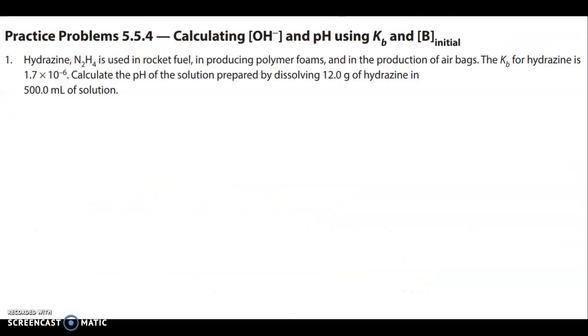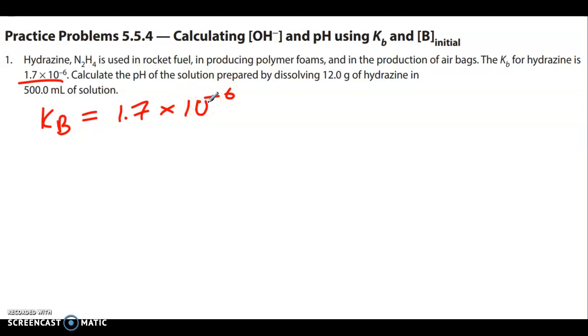Let's take a look at some practice problems. We have hydrazine, which is used in rocket fuel and airbags. The Kb of hydrazine is this. They're giving us the Kb. This is so nice. When you get the Kb, it's a joy.